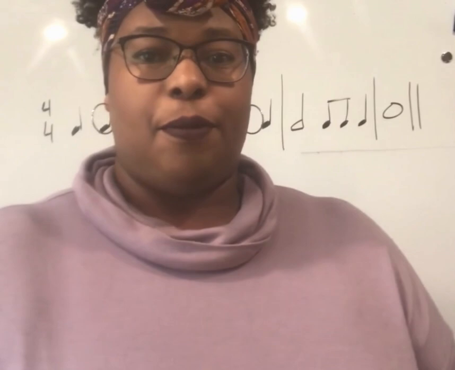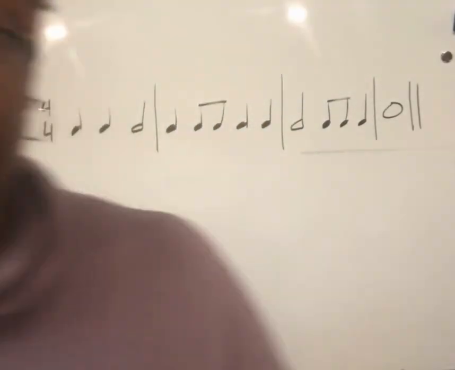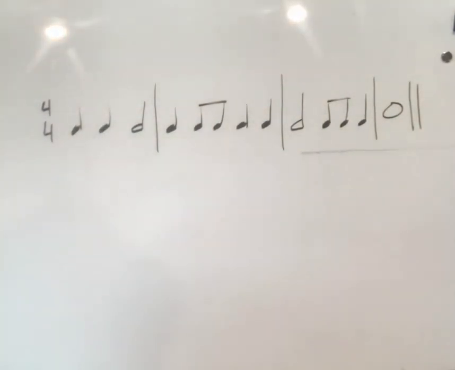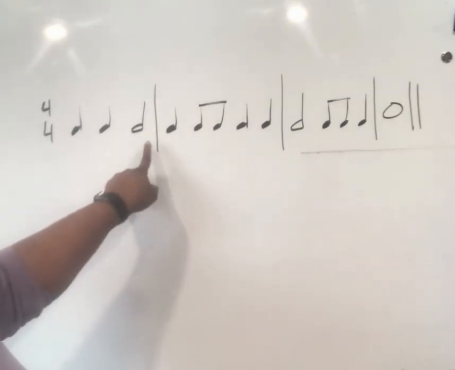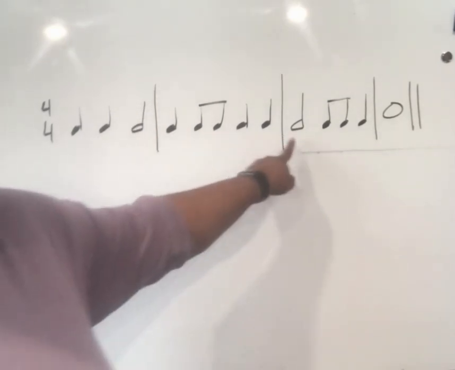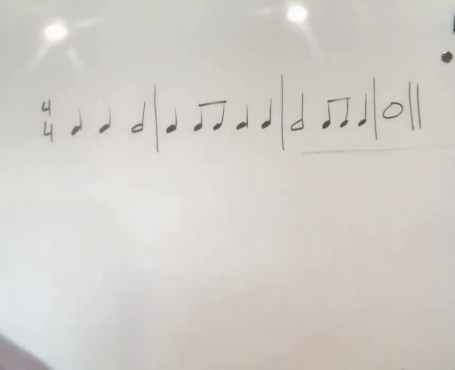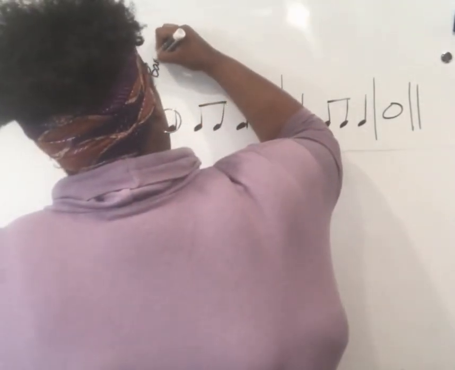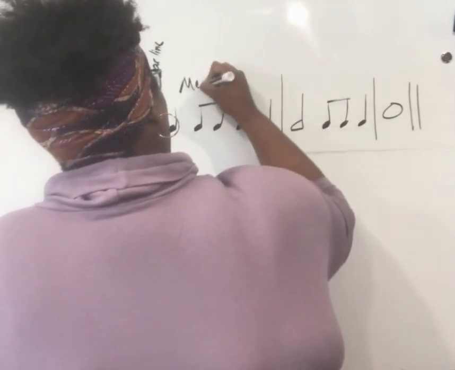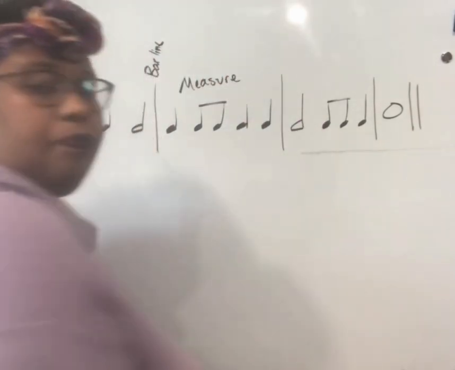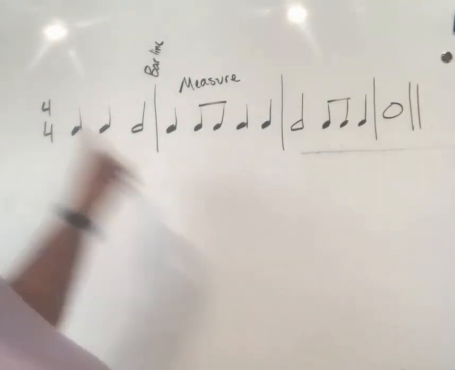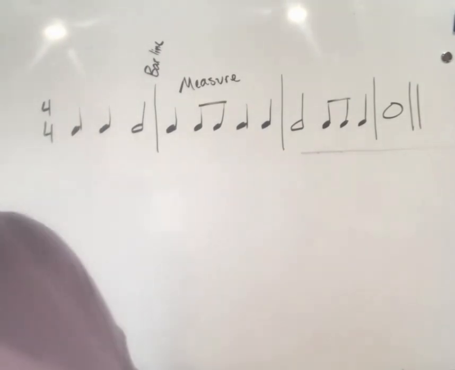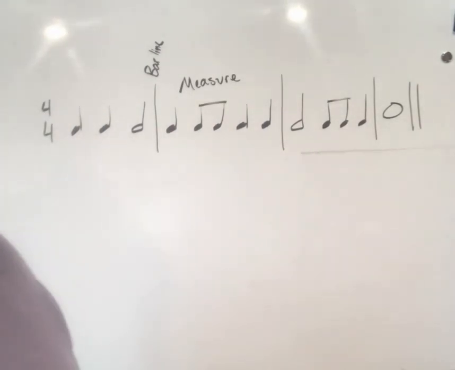Behind me, I've written a rhythm in 4/4 time. We're going to practice counting it together. I'll step out of your way so you can take a look at it. Now, each measure is broken up by this bar line. In between each bar line is a measure. And usually each measure has the same number of beats. In this case, that number is 4. There are exceptions to every rule, but in this case, every measure has 4 beats.